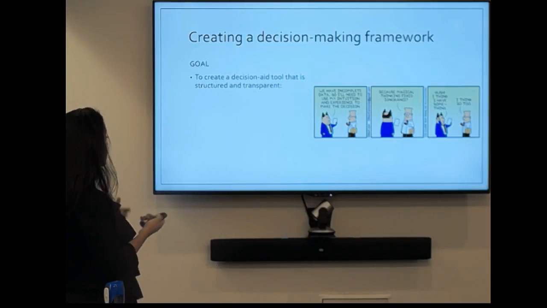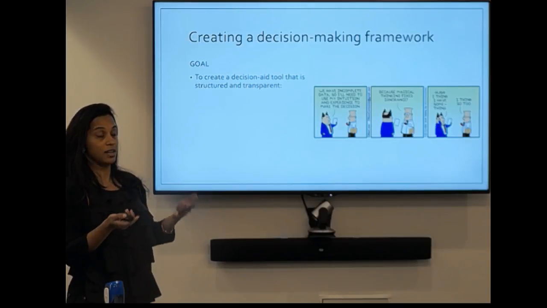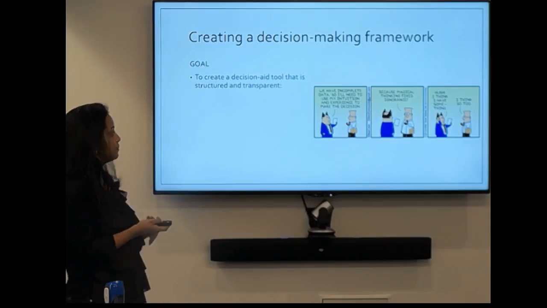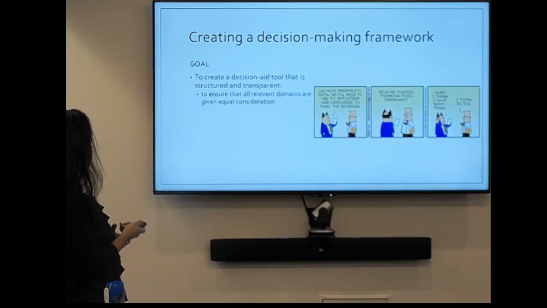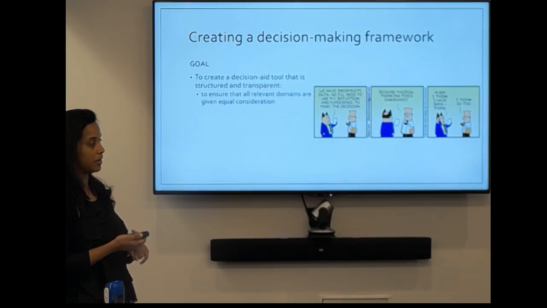And so our overarching goal really was to create a structured and transparent decision aid tool. So something that would be user-friendly and simplistic, but something that would also ensure that we are giving consideration to all the factors that should shape the final recommendation.